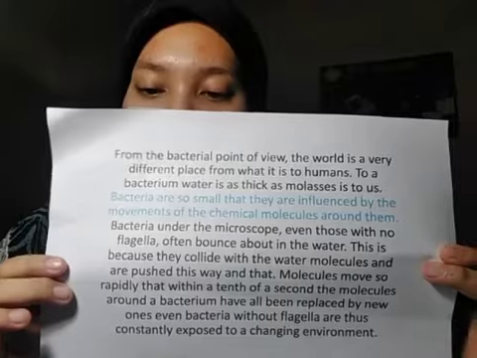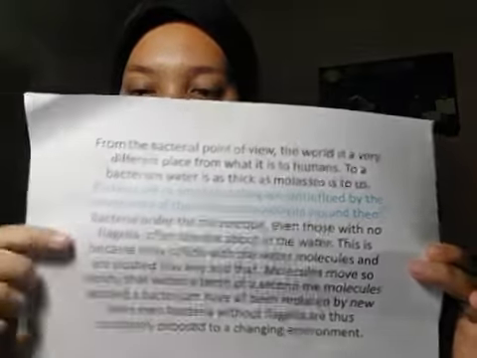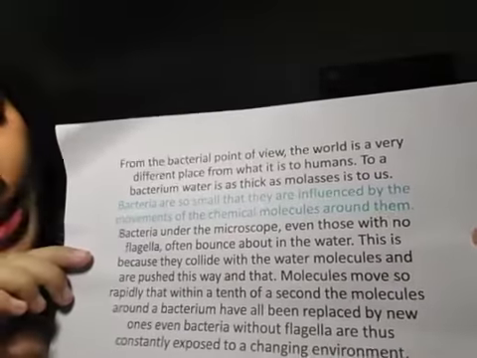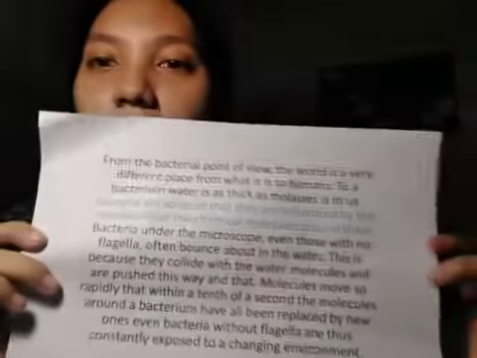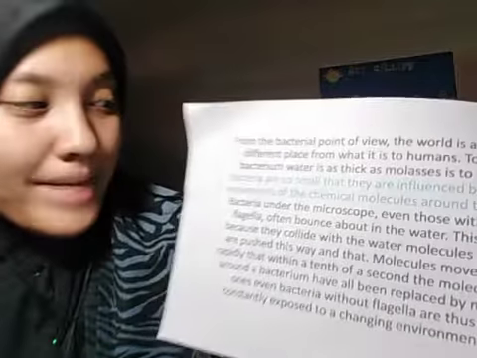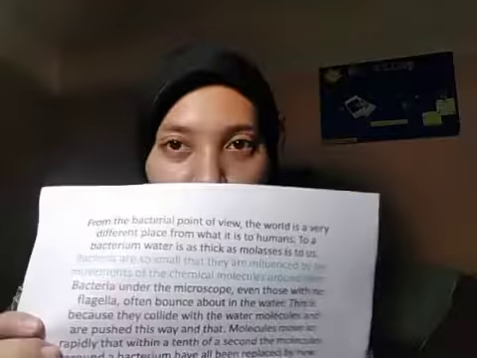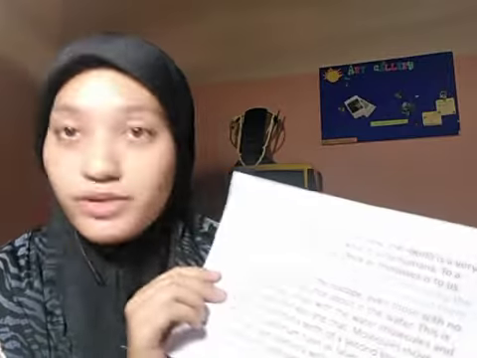There's only one blue line in this text. Bacteria are so small that they are influenced by the movements of the chemical molecules around them. So again, in this sentence, they talked about the size too: small, big, huge, tiny. And in this paragraph they talk about the flagella too, how they see the bacteria under the microscope and see the flagella. So based on this explanation, I think the topic of the text is the size of the bacteria.